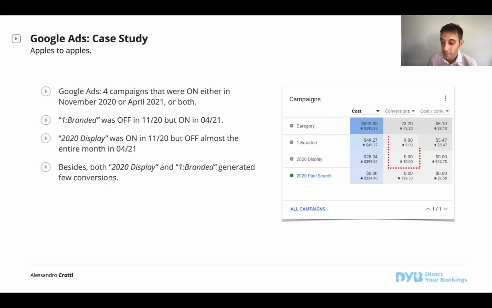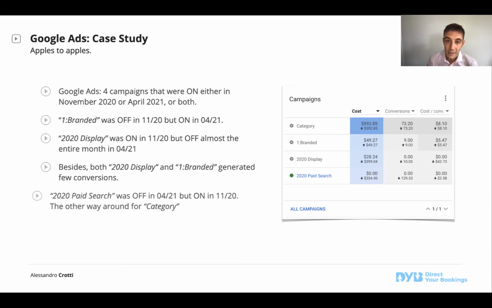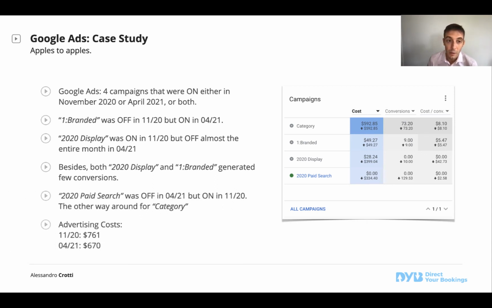So besides, the other thing that we need to consider and that we just talked about is that the 2020 paid search was off in April, but on in November. And the other way around for the campaign category. If you understand how to read these numbers, for example, category $592 spent is plus 100% spent as opposed to November, and the other way around for paid search. So one was on in November, the other one was on in April, and the other way around.